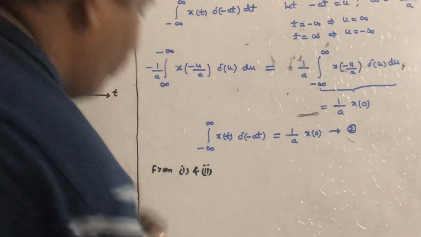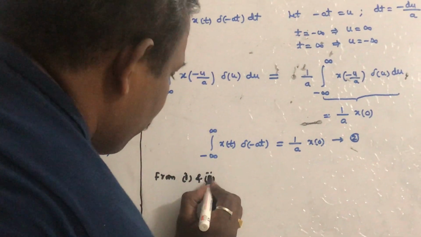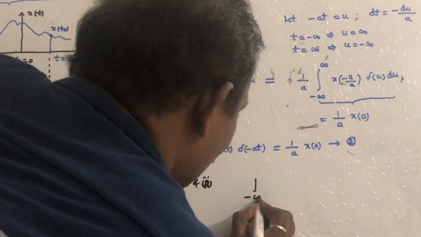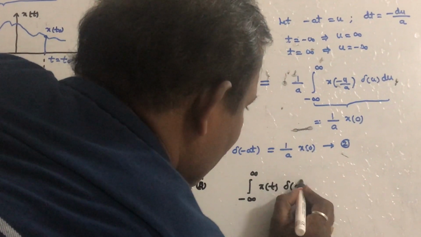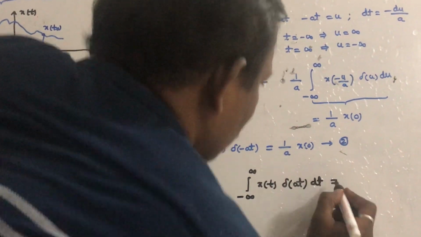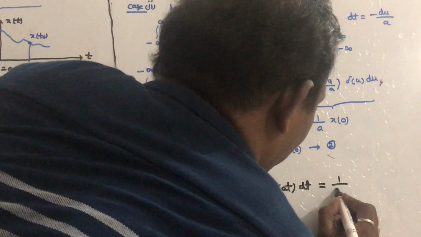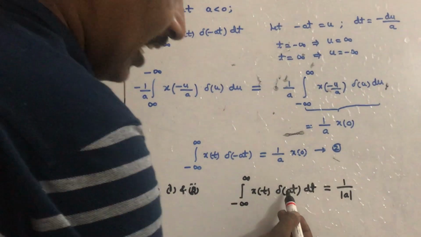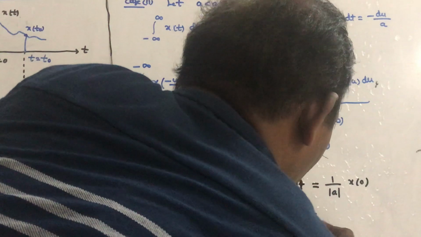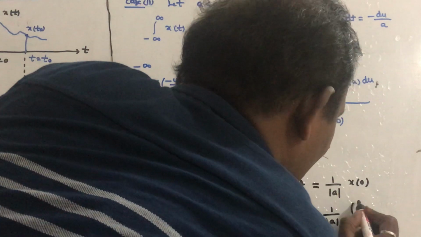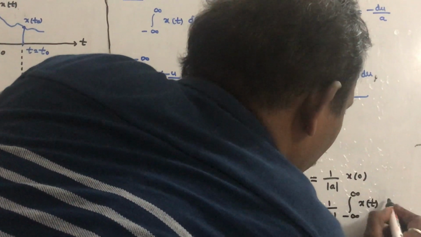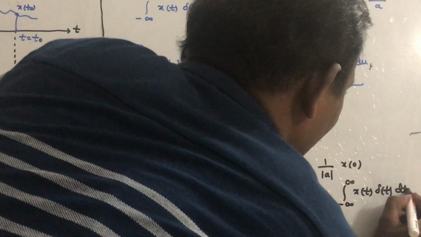From 1 and 2 equations we can write integral minus infinity to infinity x of t into, if it is multiplied with such a function del of at, what will be the answer? So 1 by mod a, 1 by magnitude of a. If it is minus a or plus a, take magnitude of a and x of 0. So from property 1, x of 0 is written as 1 by mod a into x of 0, and from property 1 x of 0 is written as simply x of t into del of t dt.